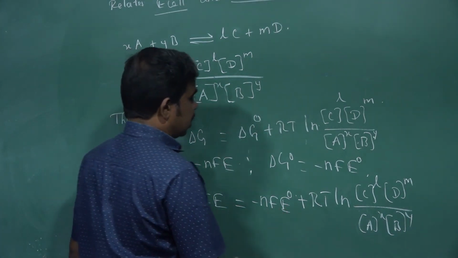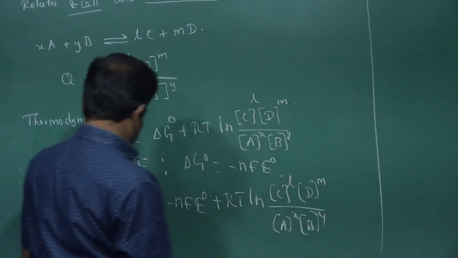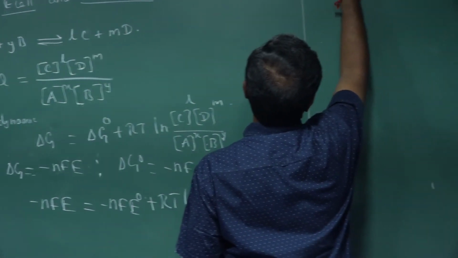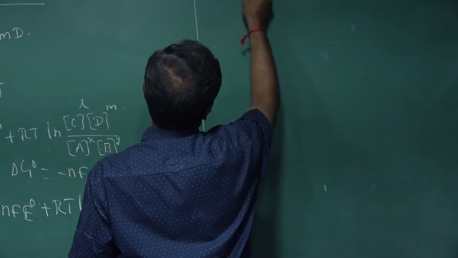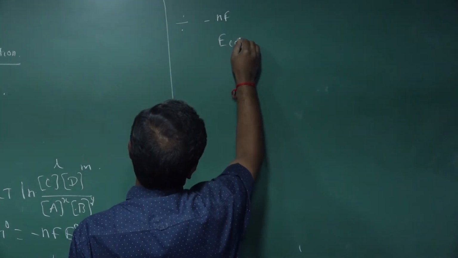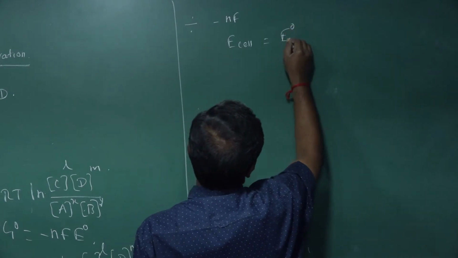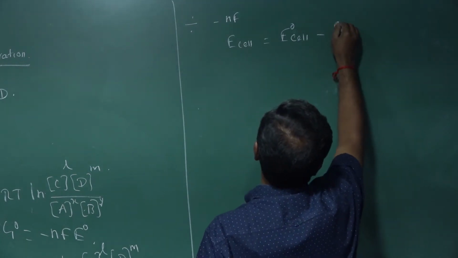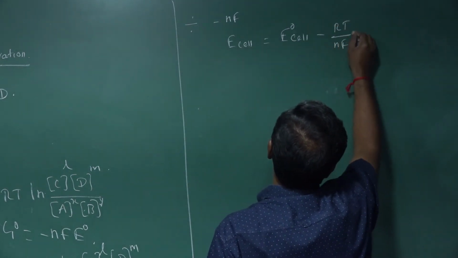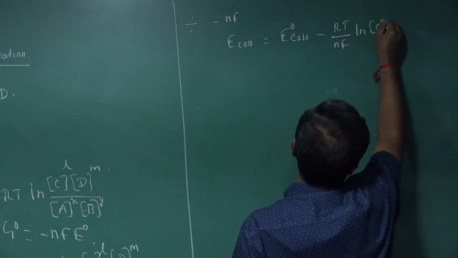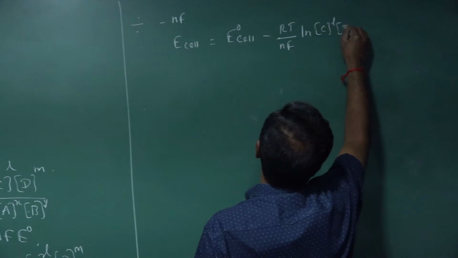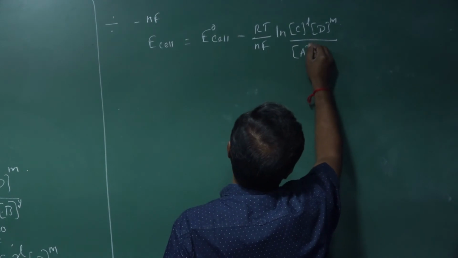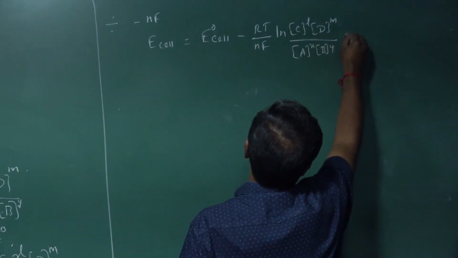Now on both sides we may divide by minus nF. Then what will happen here? E cell is equal to E naught cell minus RT by nF ln concentration of C power l and concentration of D power m divided by concentration of A power x and concentration of B power y.